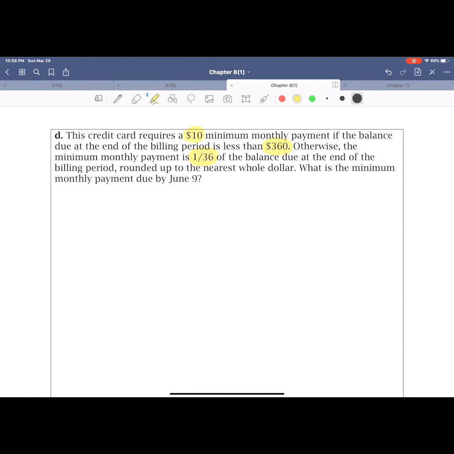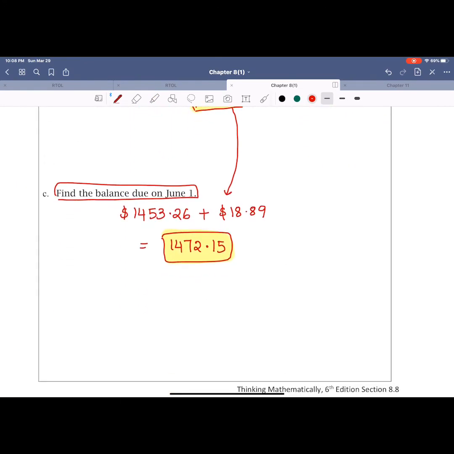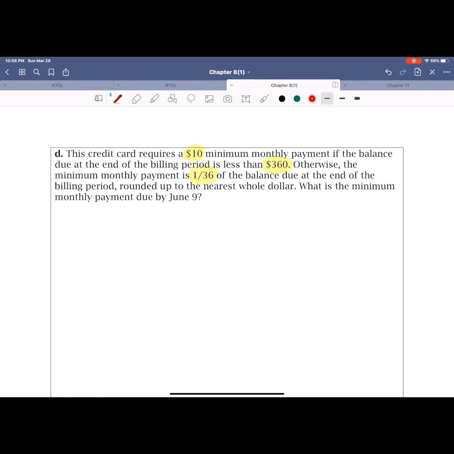So let's go ahead and look at what my balance was at the end of the billing period. So end of June, my balance is $1,472.15. Do you see that? Okay. So it's not less than $360. If it was less than 360, then I pay $10. If it is more than this, which is $1,472.15, how much do I pay? I pay 1/36 of this. So times 1/36. So your monthly payment is $40.89. So $40.89 per month.